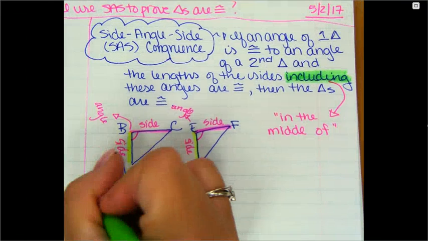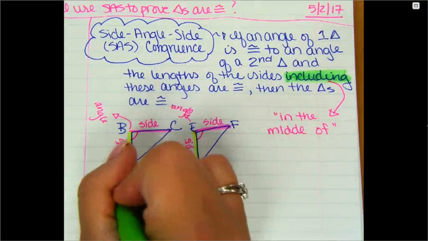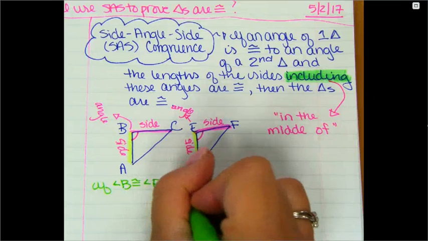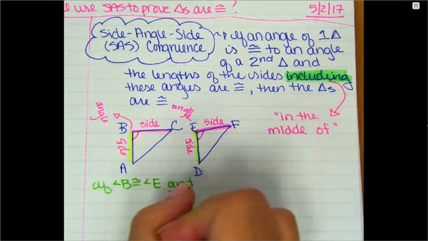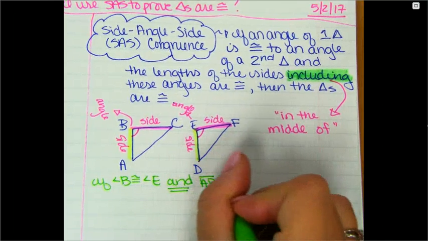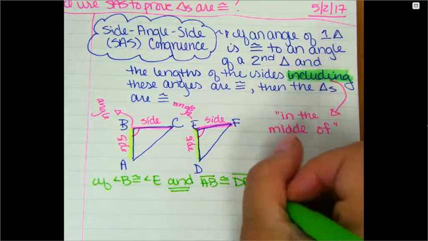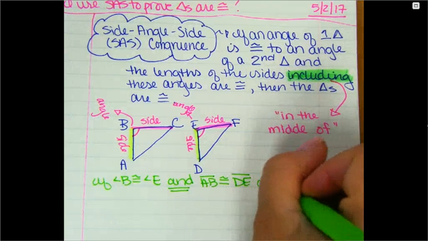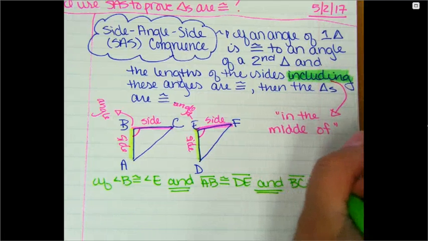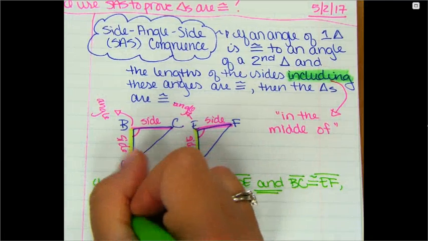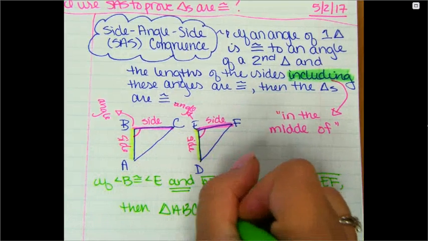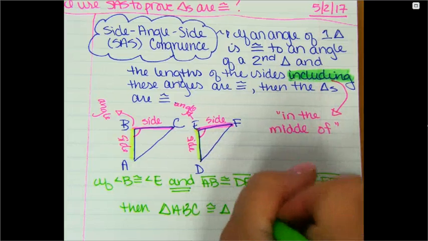So it says if angle B is congruent to angle E, and this has to both work, we know that side AB, so segment AB, is congruent to segment DE, and segment BC is congruent to segment EF. Then I can say triangle ABC is congruent to triangle DEF.